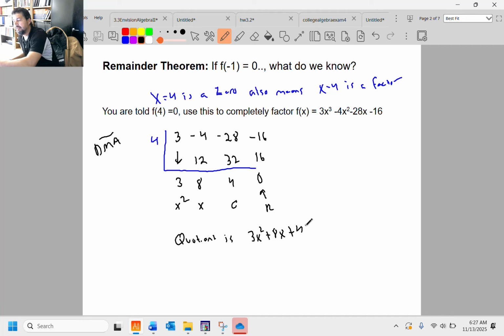All right, so since I don't have a remainder, the quotient is 3x squared plus 8x plus 4. And the goal was to completely factor this polynomial. So I should be looking at this thing and saying, hey, does this FOIL? And you know what it does?